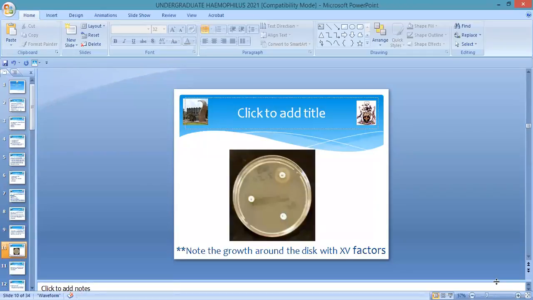So I've talked about this. You note the growth around the disc with the X and V. So that's a clear indication of the need of the X and the V factor.